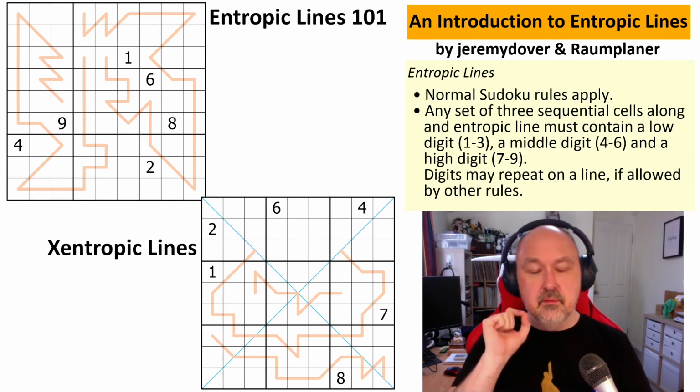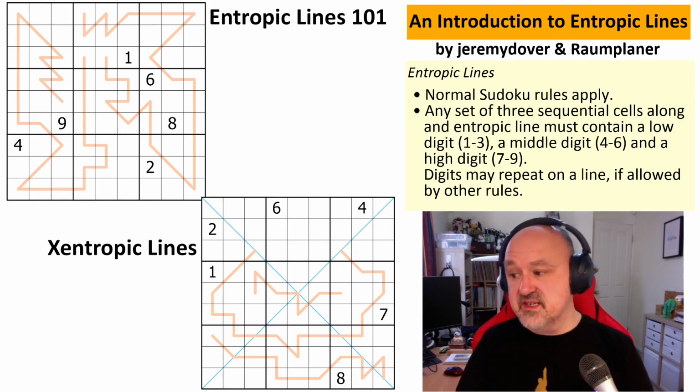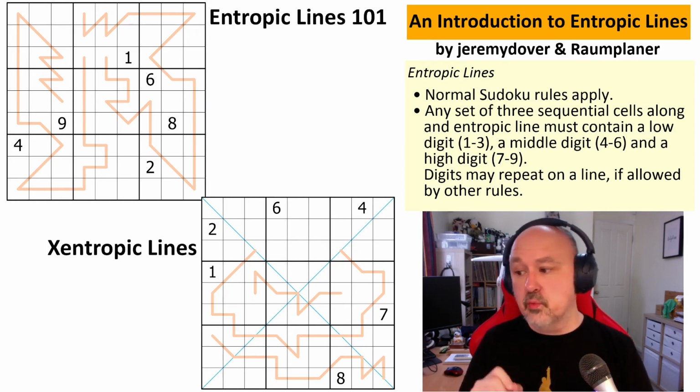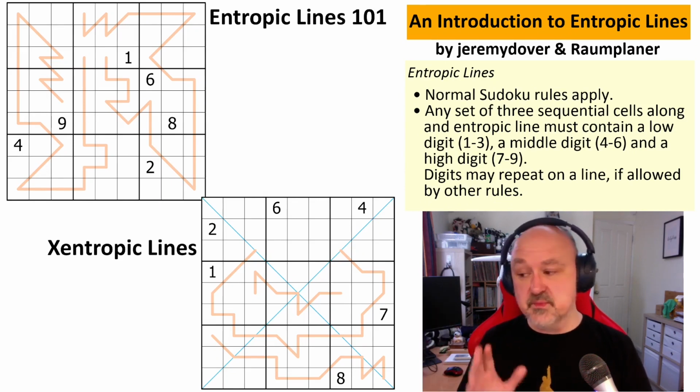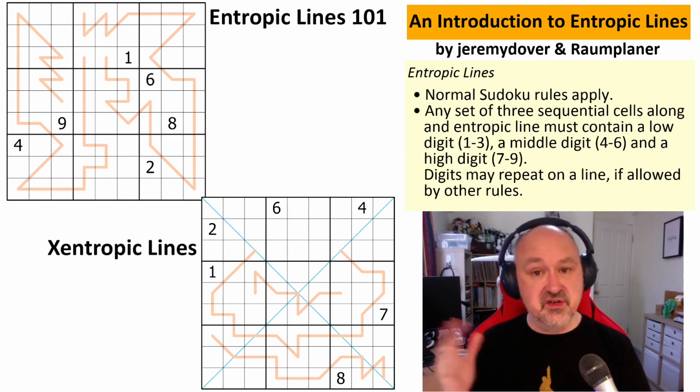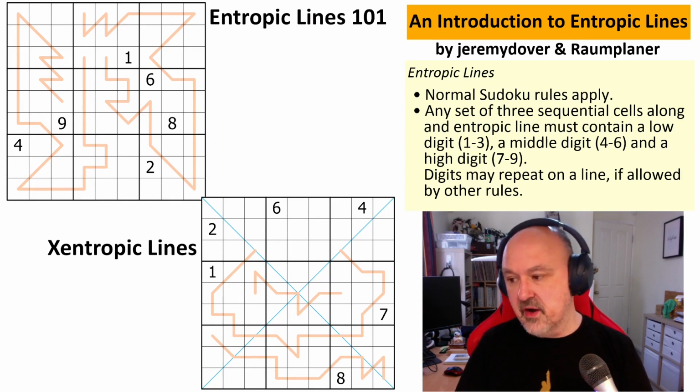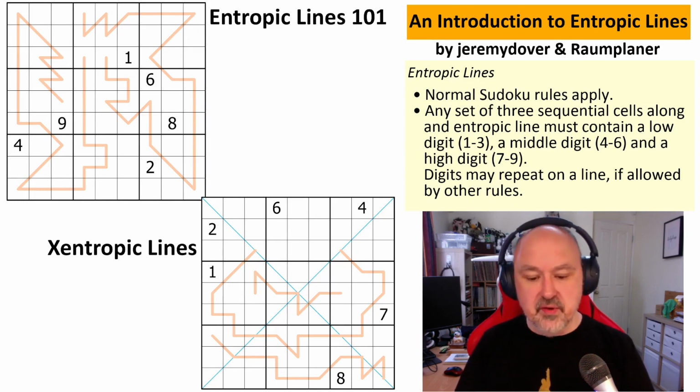Now, there'll be two puzzles I'm doing today, which are Entropic Lines 101 and Xentropic Lines. The first one is literally a 101 on how these work, and the second one is, I believe, a slightly more complex puzzle which uses an extra constraint, which is the X constraint, or the diagonal constraint, which is something I quite like.